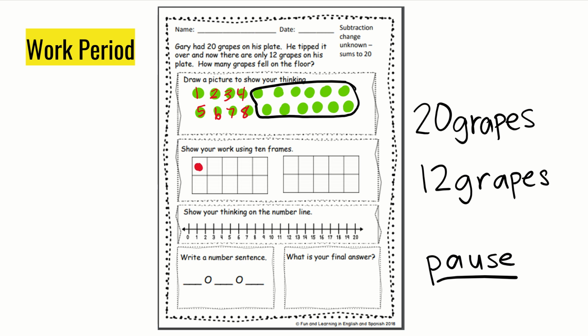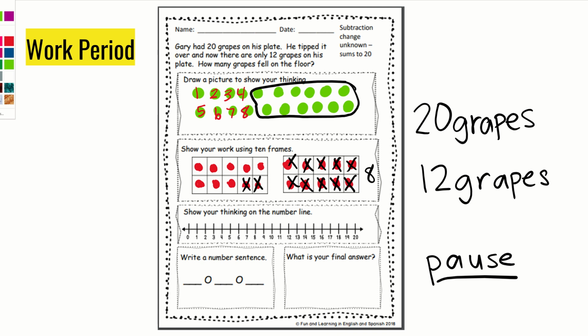But we can check our work using our 10 frames. So we know he has 20 grapes, which we know is going to fill up both of these 10 frames. Okay, and we know that he has 12 grapes still on his plate. So we're going to go ahead and cross out 12 of these grapes because we know that those grapes are not on the floor. And then we can look at our 10 frame and we see that we have 8 left in that 10 frame. So far, I still think that our answer might be 8.